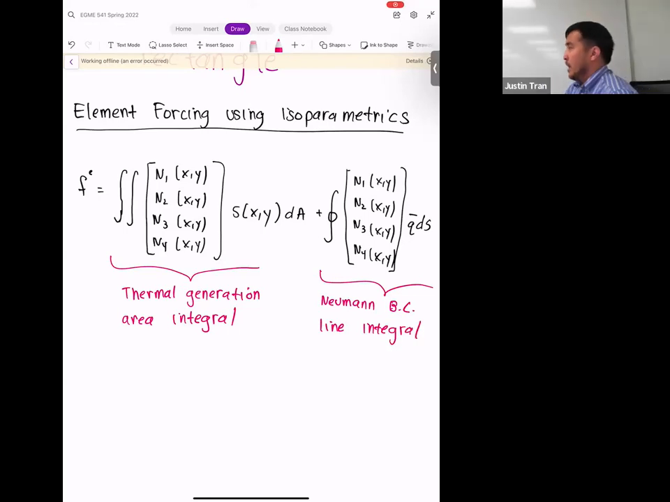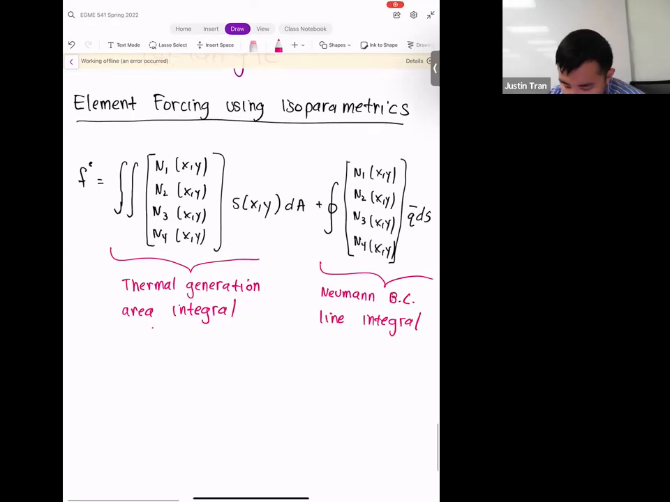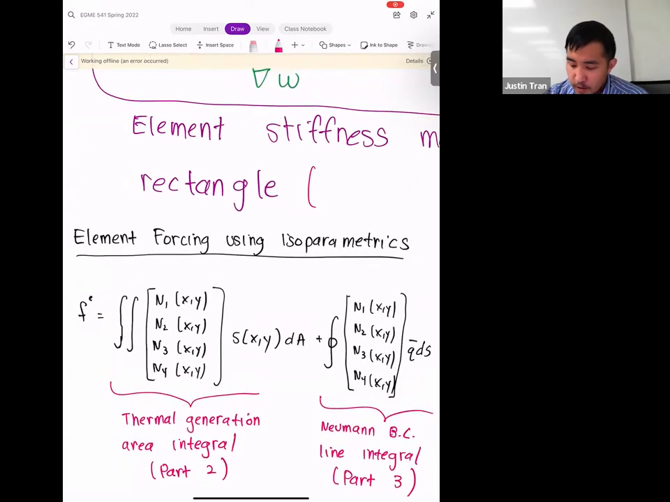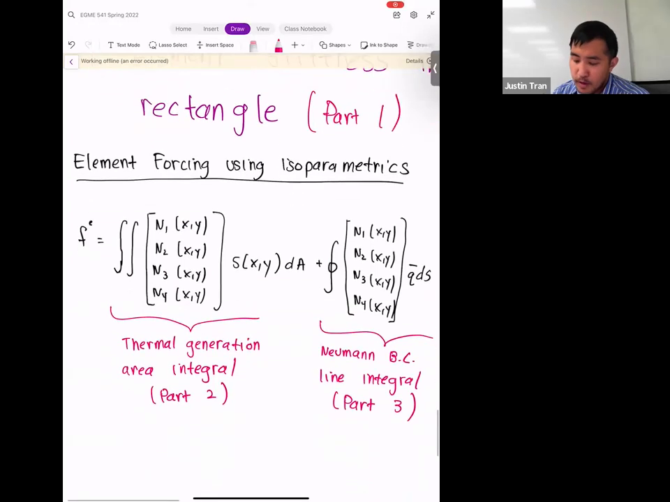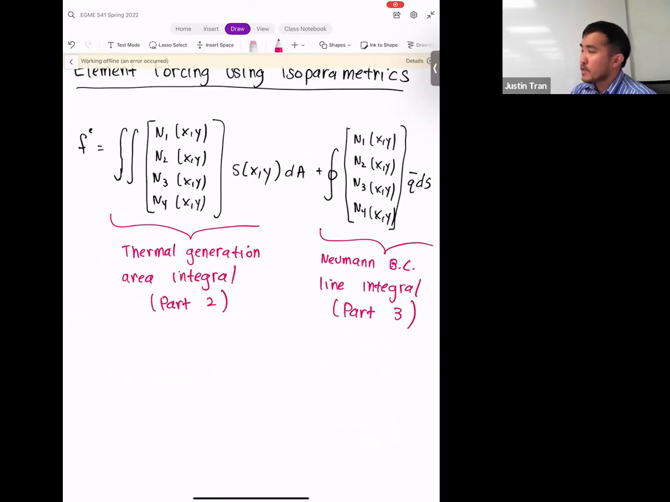And if you're curious about how this breaks down into your project, this first integral here is part 2. And the Neumann boundary, this is part 3. And the element stiffness matrix, I didn't say up here, but this is part 1. So those are the 3 parts of your project. Part 1 is do the element stiffness matrix, so that's the bare minimum you need to get a solution. Part 2 is to implement a forcing function. And part 3 is to implement a Neumann boundary condition.